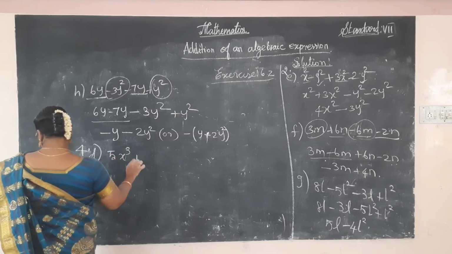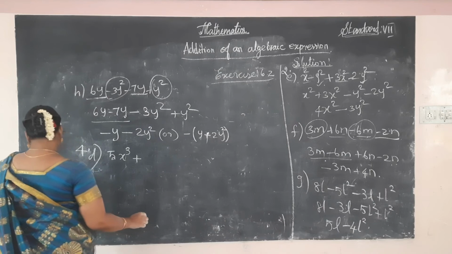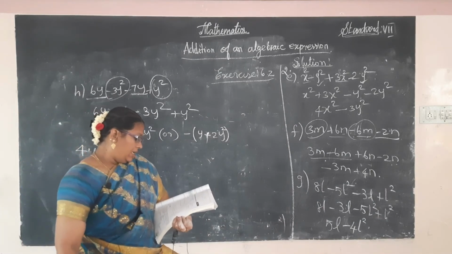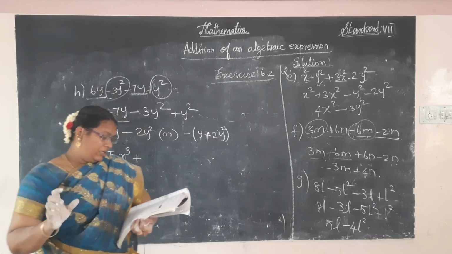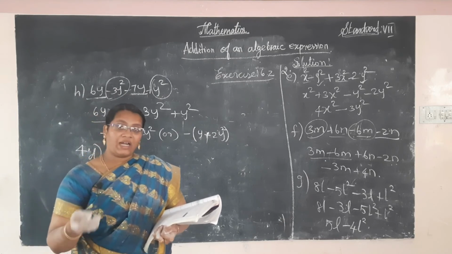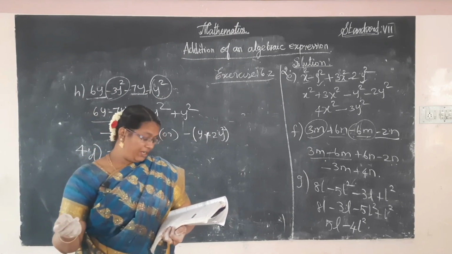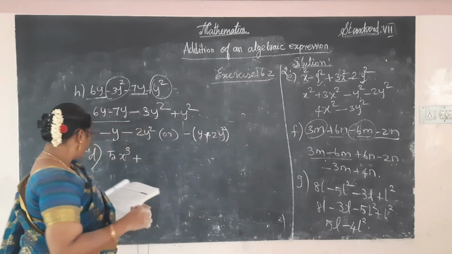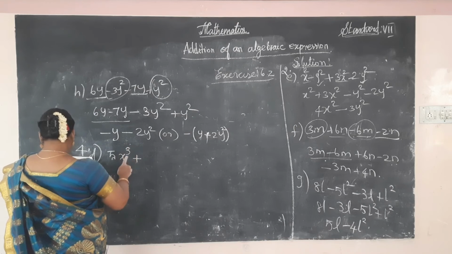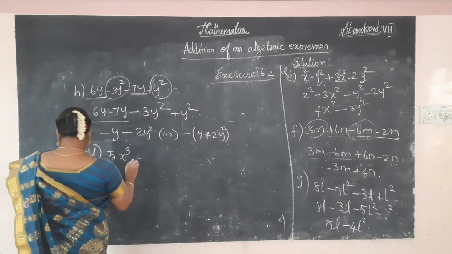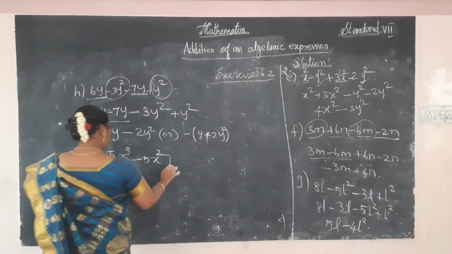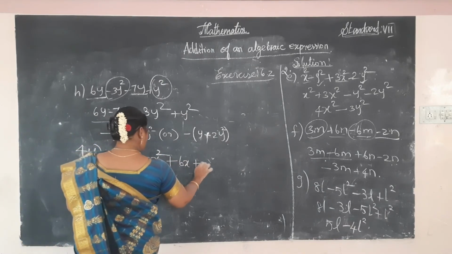Five x cube plus... So the given problem D, we have to arrange in the descending order of the power of the variable. The first one, the highest power, is 5x power 3, and the second one is minus 5x power 2, and the next terms are plus 6x plus 7.